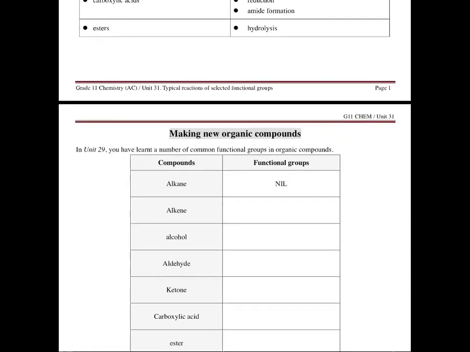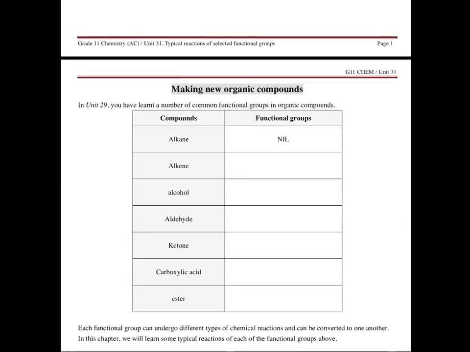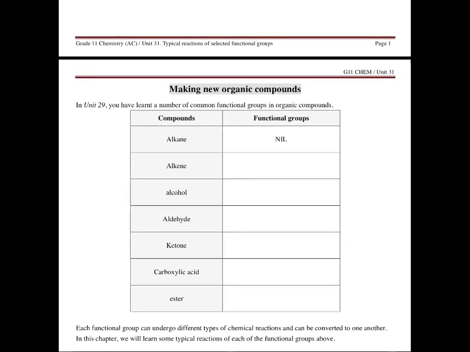So let's begin with page 2. Just a quick revision of how we name those functional groups. Alkane has no functional group. For alkene, what is the functional group? Do you still remember? Right, the way we write it is the C=C double bond, and the way we call it is just carbon-carbon double bond. That's how we call the functional group.